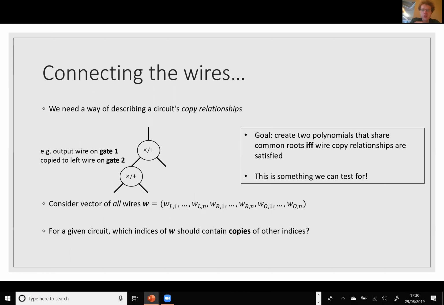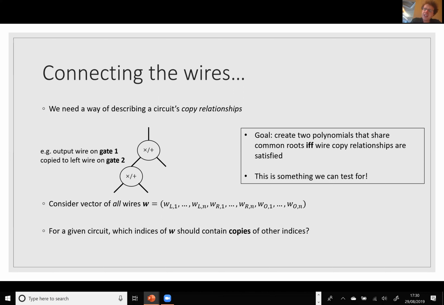So I just want to disambiguate what I'm talking about when I'm talking about connecting wires. If we have this very simple example of one gate where the output wire feeds into the left wire of a second gate, that's a connection. So you have two gates, gate 1 and gate 2, and there is an output wire for gate 1, and there is a left input wire for gate 2. It looks like they're the same in this diagram, but they really aren't. And you need a way of proving that the values on those wires are identical for this toy little circuit.